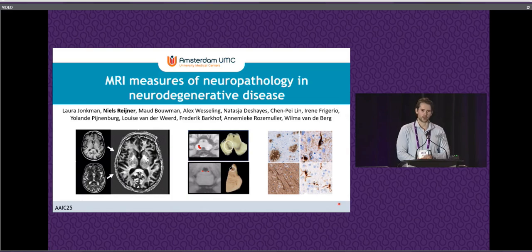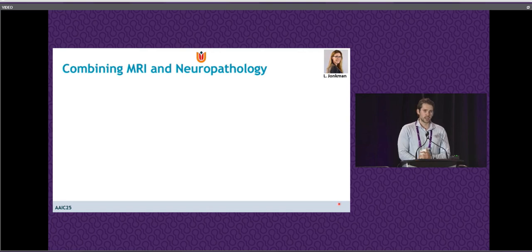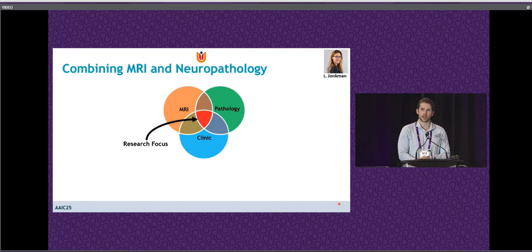I would like to talk to you about our research on MRI measures of neuropathology in neurodegenerative diseases. I have nothing to disclose. So the key concept of our research framework is that instead of focusing on any of these fundamental research domains, like MRI, pathology, and clinical translation, we want to integrate these fields and point our research focus to these overlapping points to truly answer multimodal research questions.